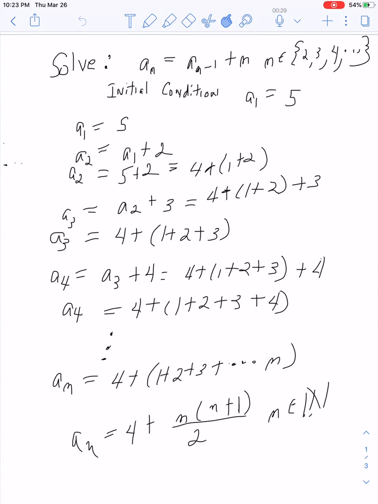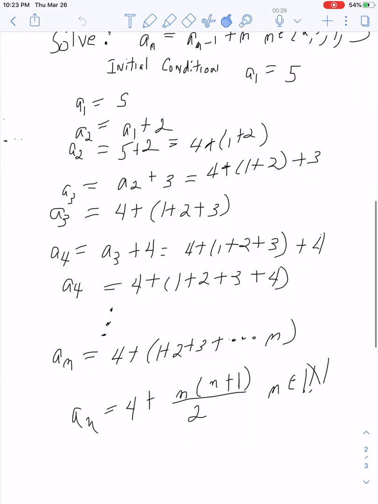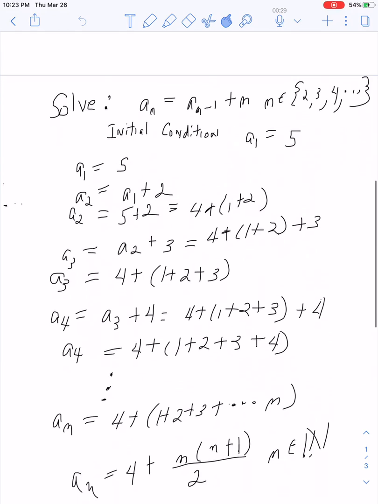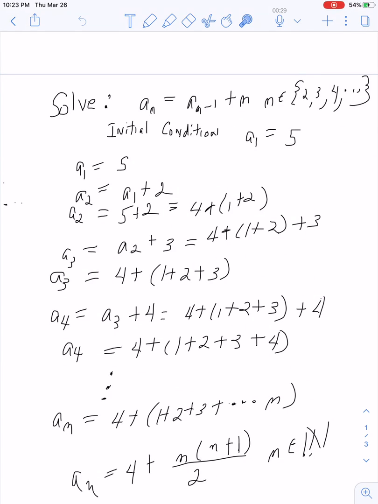Now we're going to solve another recurrence relation. It's of the form a sub n is equal to a sub n minus 1 plus n, where n is an element of 2, 3, 4, etc. Now with this, I'm going to start with an initial condition of a sub 1 is equal to 5. So a sub 1 is going to be my first term, and it's 5.